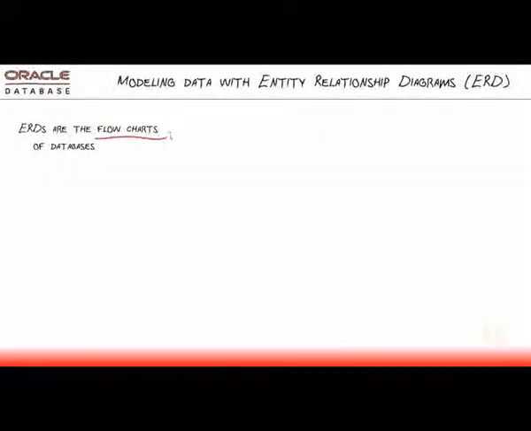Consequently, you need a good way to map out or chart out the database, even by hand, even just with pen on paper. And that's where entity relationship diagrams come in. I like to consider ERDs the flow charts of databases, but of course this does have a problem.